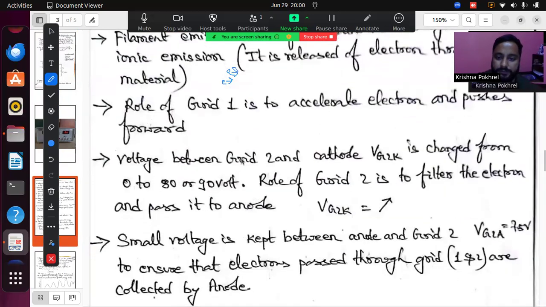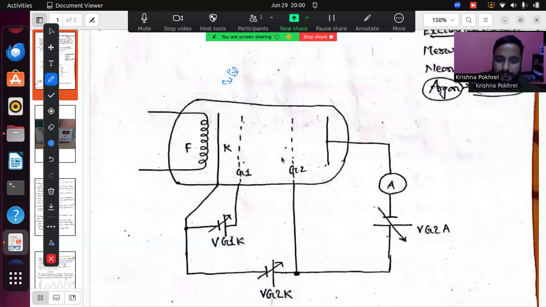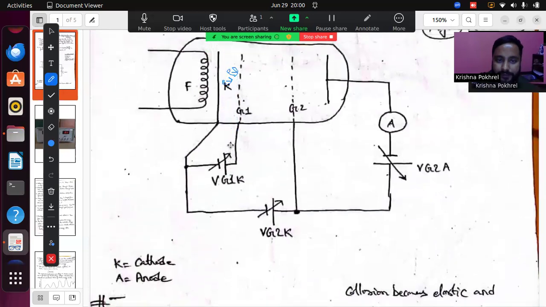The voltage between G2 and the cathode is changed from 0 to 80 or 90 volt as per our wish. The role of grid 2 is to filter the electrons passed by grid 1 and transfer them to the anode. This voltage, VG2K, does this type of work.